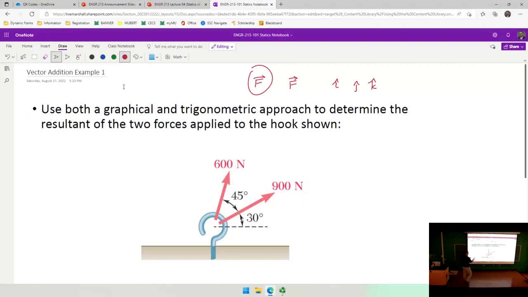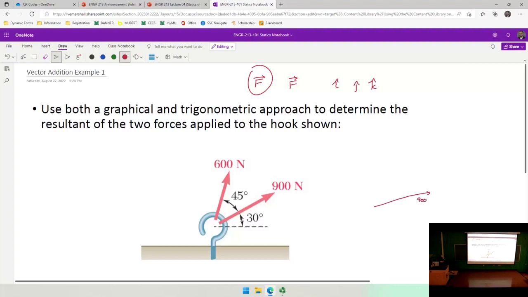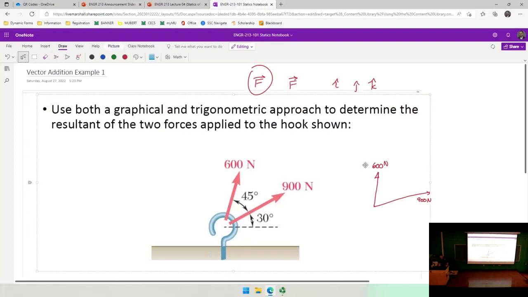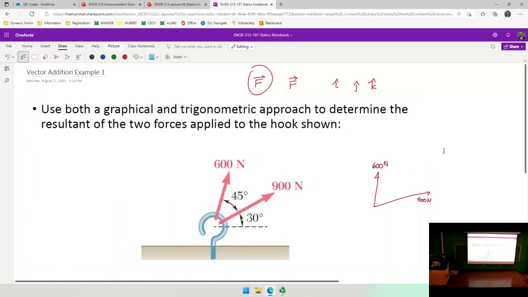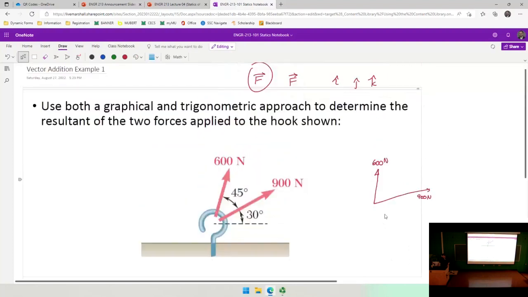Okay. Now, the way that we're going to handle this is we're going to do this in a tip-to-tail fashion. So we're going to take one of these vectors and slide it over like that. So the way that I'm going to handle that, conceptually, I'm going to have a 900 newton vector, and I'm going to take this vector. So let's say it's like this. Let's say that's how we're doing it. And the way I'm going to do this is, let me see if I can do it like this.